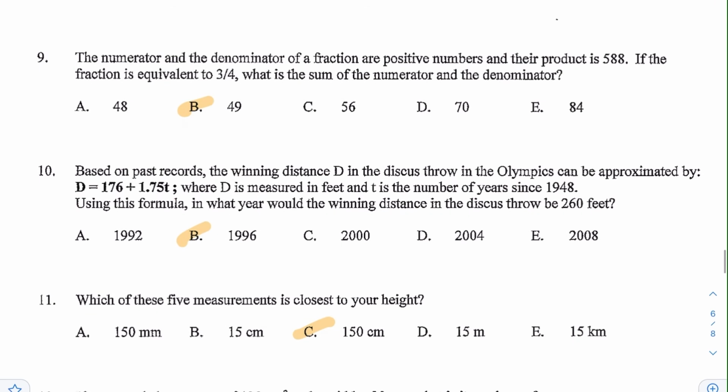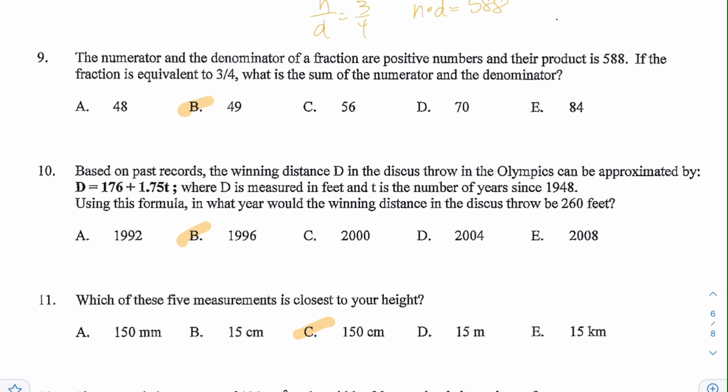Next, for number 9, the numerator and the denominator of a fraction are positive numbers, and the product is 588. If the fraction is equivalent to 3/4, what is the sum of the numerator and the denominator? So here, the numerator and the denominator are positive, and the product is 588. But this is equal to 3/4. So here, you want to figure out the sum of the numerator and the denominator.